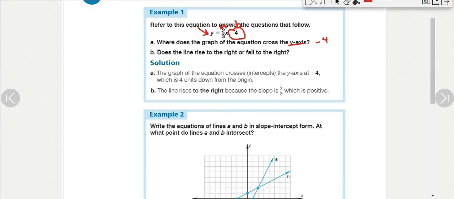That easy. Does the line rise to the right or fall to the right? Basically, is it a positive or negative slope? It's a positive slope, so it rises to the right because the slope right here, this m, has no negative signs. Okay?